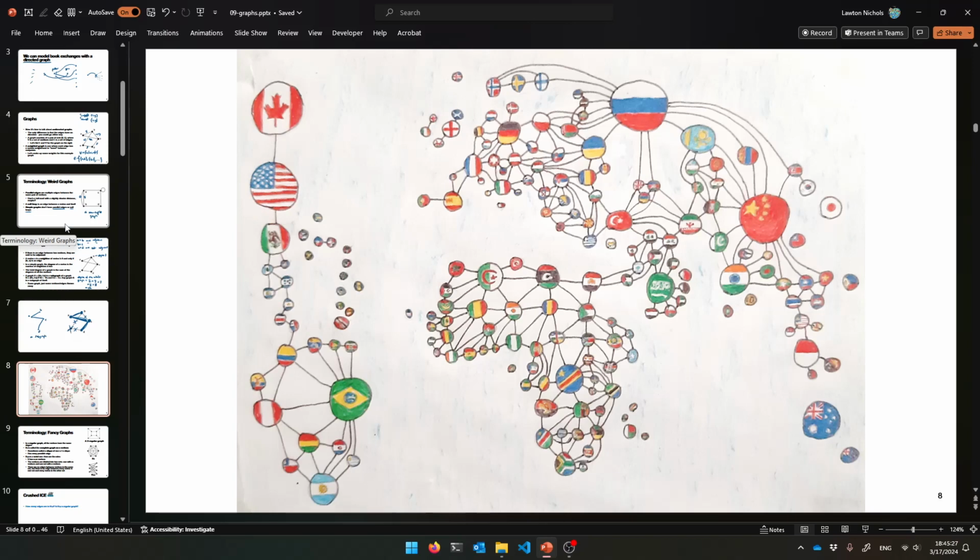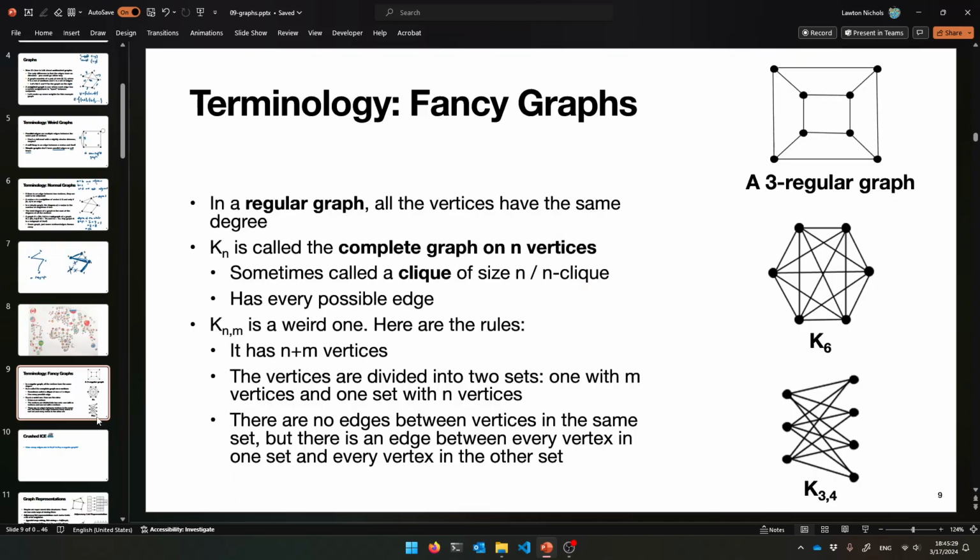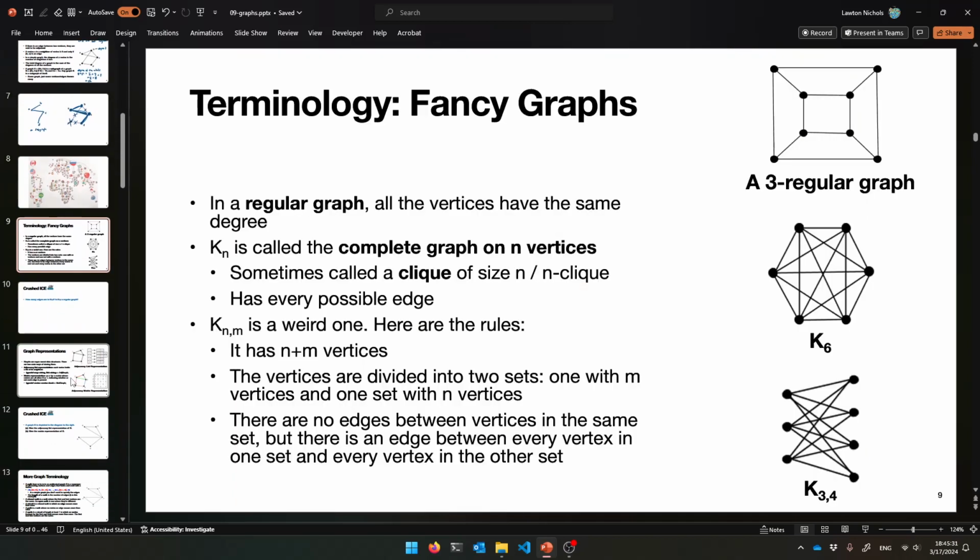Let's talk about more terms, because why not? There's so much to graph theory, guys. I cannot do it justice. You'll learn a whole lot more about graphs in a four-year college's algorithms class. But here's some more terminology so that we're ready for when we take that class one day.